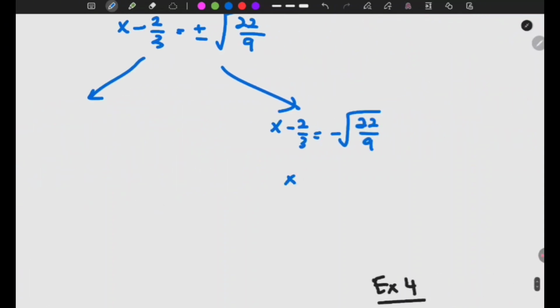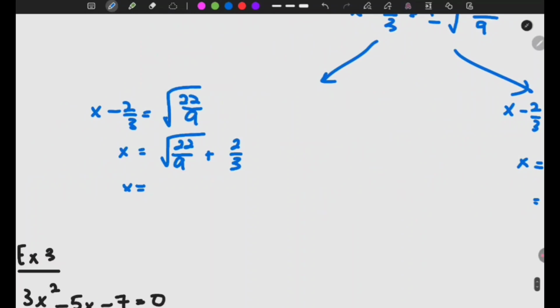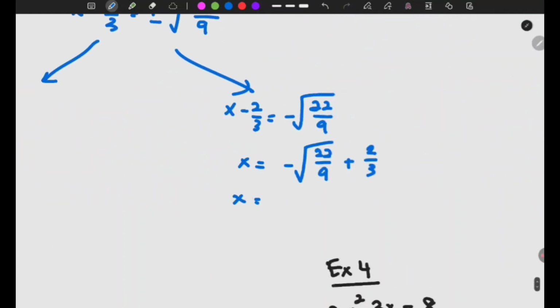So now you just have to press the calculator again. 22/9 plus 2/3, you should get about 2.2301. Same for this. And you plus 2/3, negative 0.8968. So there you go, you find the x value. So this is how you do it through the completing the square method.